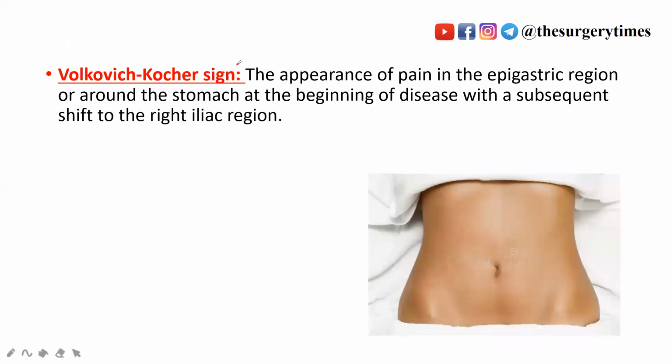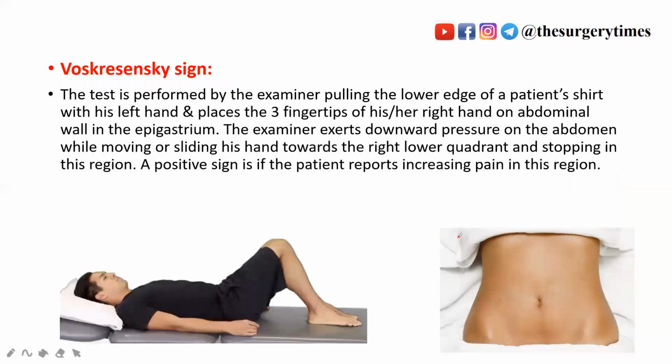Next is Volkovich-Kocher sign. Appearance of pain in the epigastric region or in the region surrounding the stomach in the beginning of the disease, followed by it shifts towards the right lower quadrant or right iliac fossa, is nothing but Volkovich-Kocher sign.